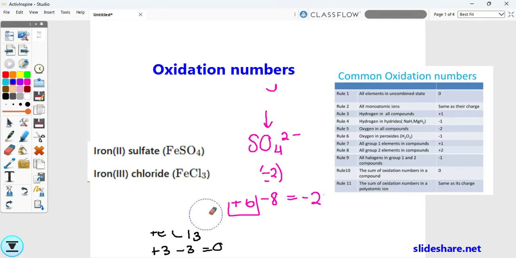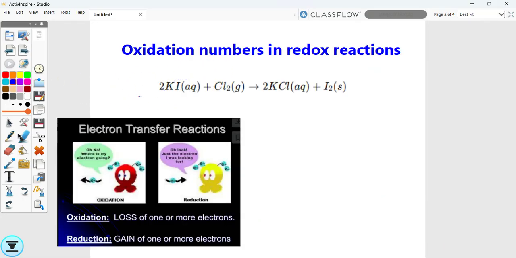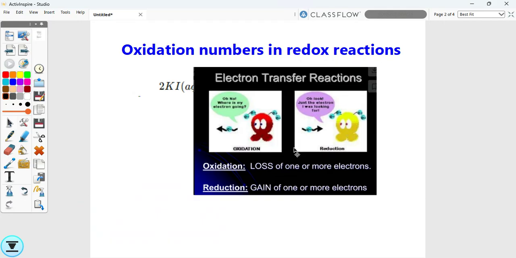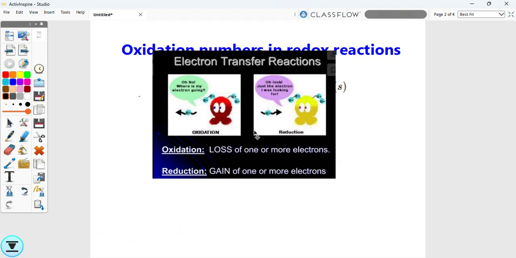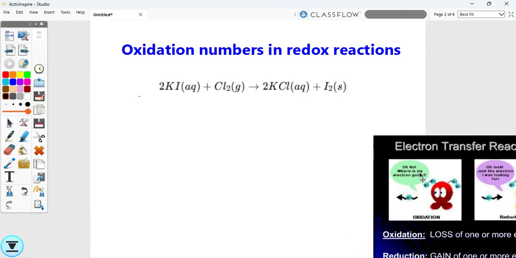You need to be able to assign them according to the rules and work out something's oxidation number within a compound. But then we have to now use these oxidation numbers in oxidation and reduction reactions so that it can help us with a redox reaction.